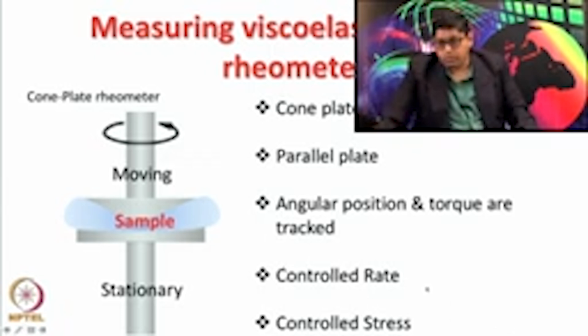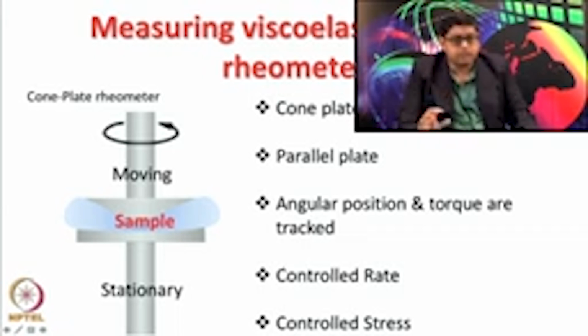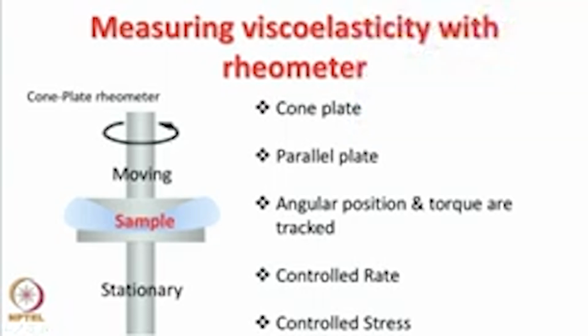Parallelly, there can be another mode of operation called a controlled stress operation, in which you actually control the amount of torque you are imposing on the sample, and what you track is how much strain it imposes on the sample. Okay. So, let us briefly go through some of the measurements that you can measure using a rheometer.